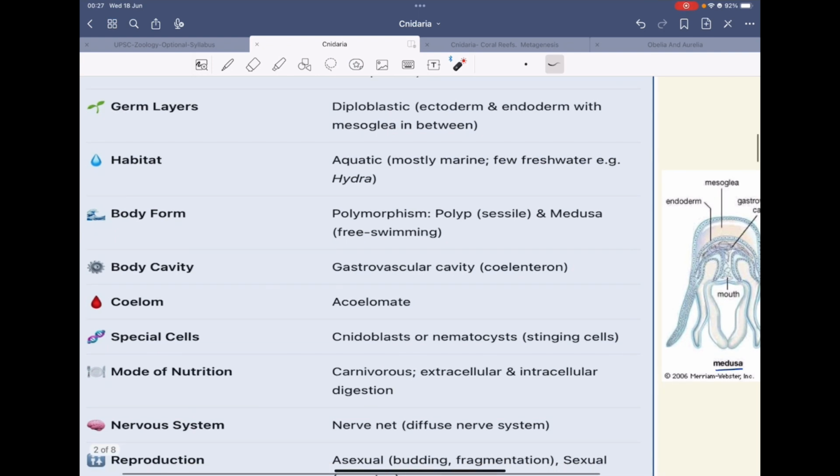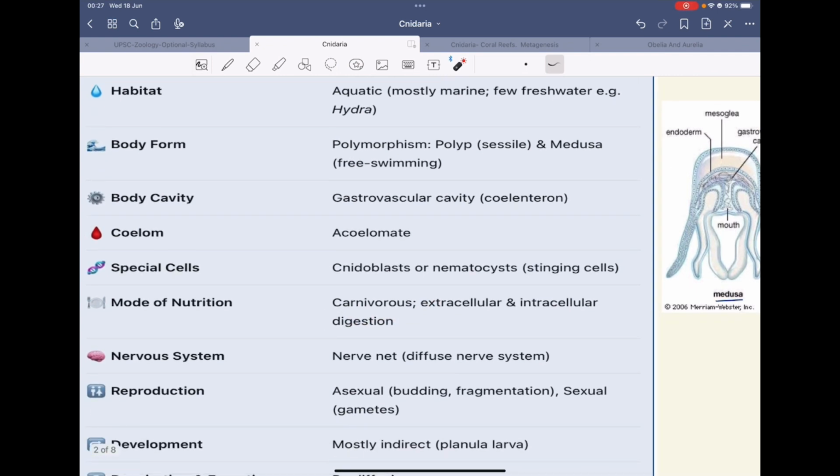They have this body cavity, that is the coelenteron. The coelom is of acoelomate type, and they have special cells, the stinging cells or the defensive structures called cnidoblasts. The mode of nutrition is extracellular as well as intracellular. These are carnivorous. They take food from the ocean, from the sea, wherever they are present. Then the nervous system: they have a nerve net, a diffused nervous system with very diffused nerves.